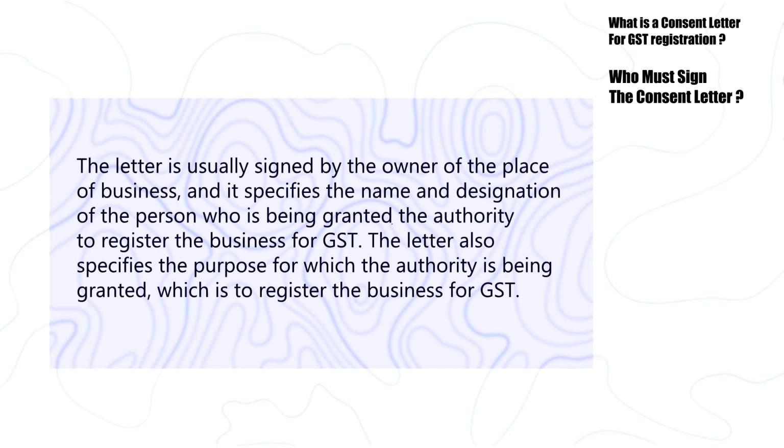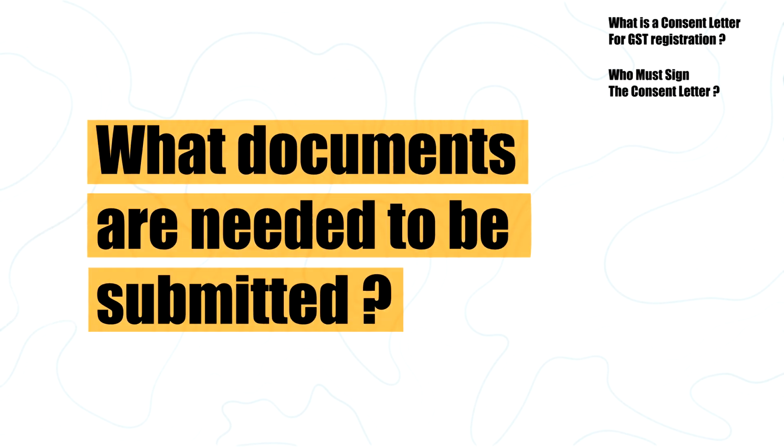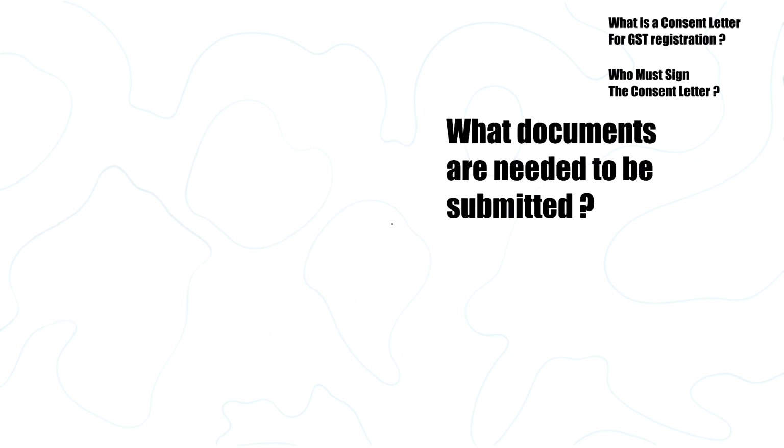The letter is usually signed by the owner of the place of business, and it specifies the name and designation of the person who is being granted the authority to register the business for GST. The letter also specifies the purpose for which the authority is being granted, which is to register the business for GST. What documents are needed to be submitted along with the consent letter?